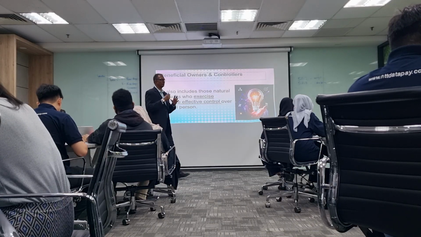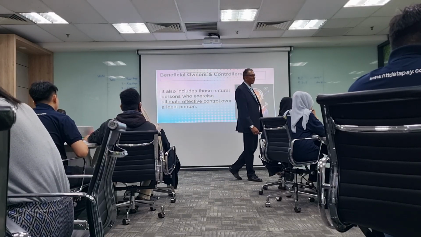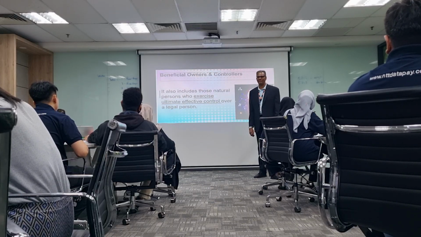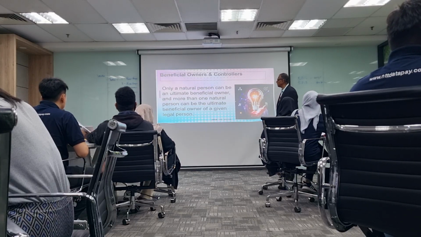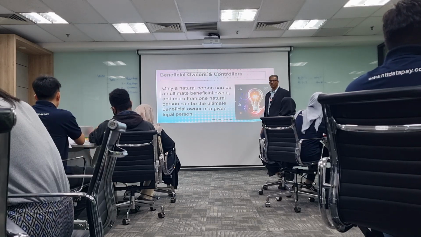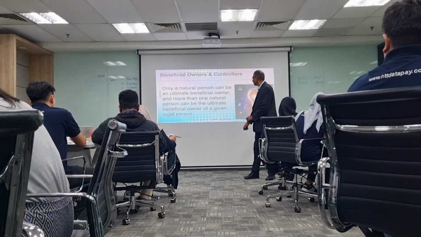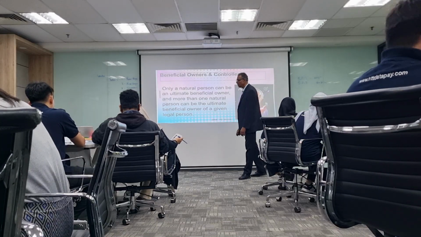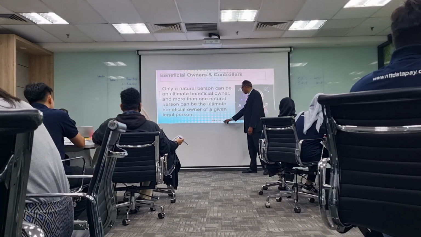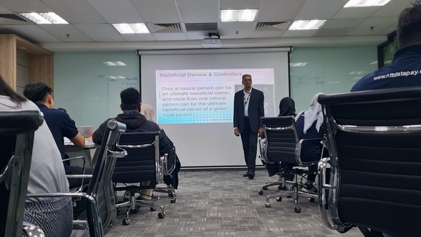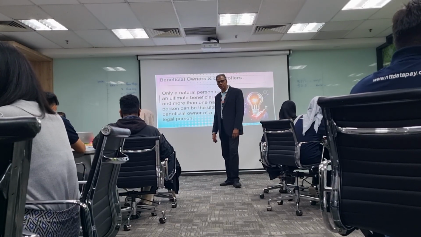I want you all to remember this, because afterwards, when I ask you, you must be able to identify and tell me. Only a natural person can be an ultimate beneficial owner, and more than one natural person can be the ultimate beneficial owner of a given legal person. This is not by me, this is from the Bank Negara policy document, the latest one. Okay, understand?